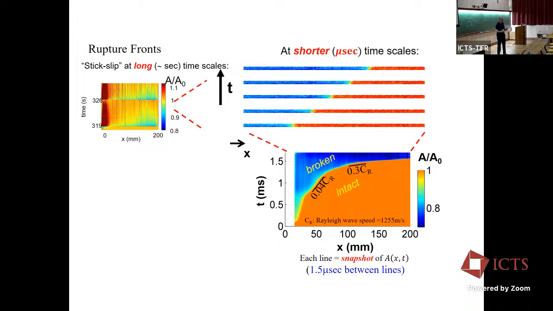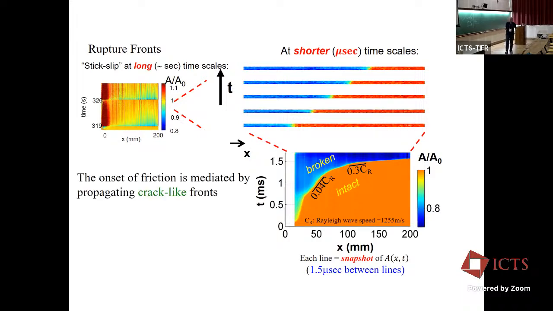CR is the Rayleigh wave speed, the same thing that we learned about a few days ago, just to remind you: a disturbance moving along a free surface. And it gets very near the Rayleigh wave speed by the time it finishes its journey across the sample. And actual frictional motion only takes place, global frictional motion, when this earthquake traverses the entire interface. And only when the last contact is broken, we see any macroscopic motion in the material. Okay, so we find that the onset of friction is basically governed by these propagating crack-like fronts. Now, are they cracks?